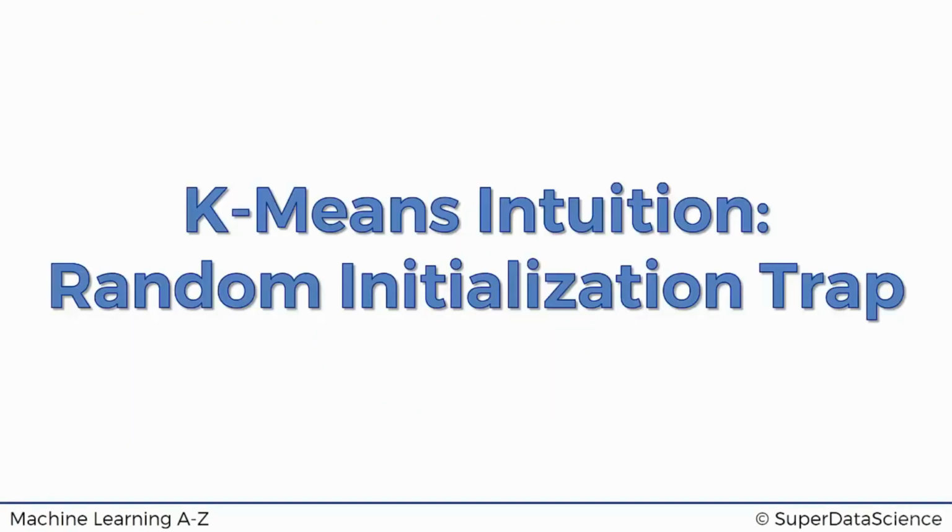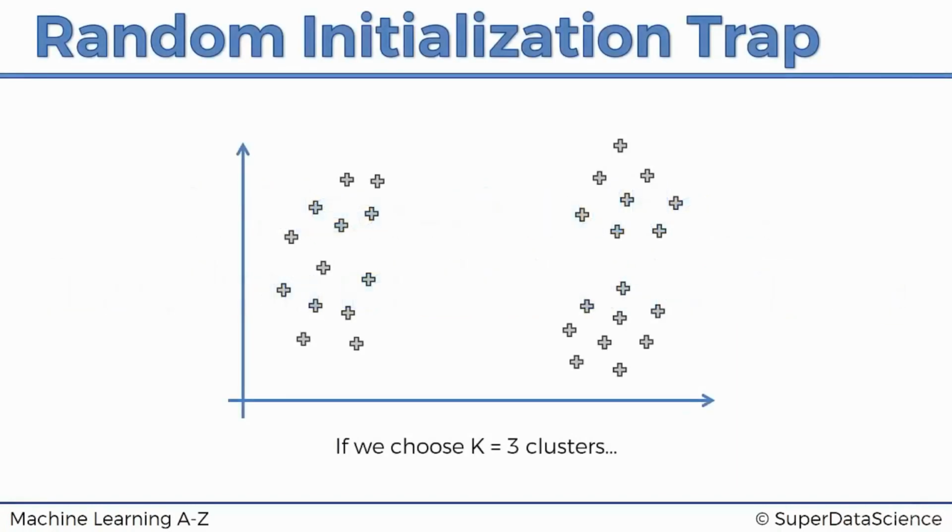Hello and welcome back to the course on machine learning. Today we're going to talk about a specific aspect of the k-means algorithm, which is the random initialization trap. So let's have a look at this phenomenon and see what it's all about. So, random initialization trap. Here we've got a scatter plot, again with two variables, the x and y coordinates, and in this case, let's say we're going to choose 3 clusters.